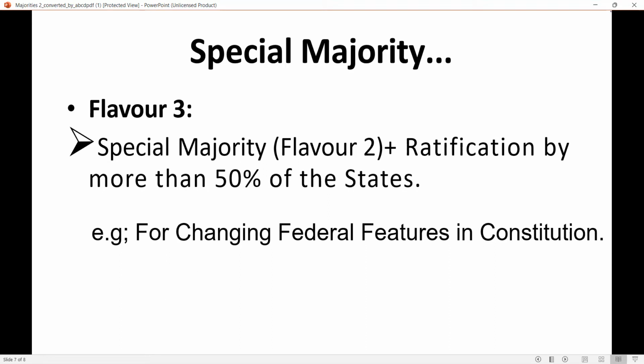The third flavor, third type, is when the federal features in the constitution are amended. For example, we have seen in the case of GST introduction, this kind of majority was used. In this kind of majority, basically flavor number 2 plus ratification by more than 50% of the states is required to pass that bill.